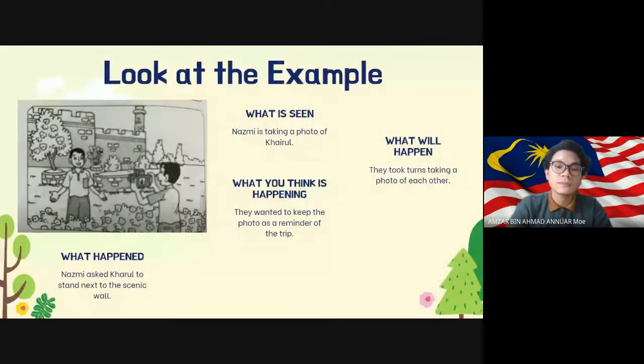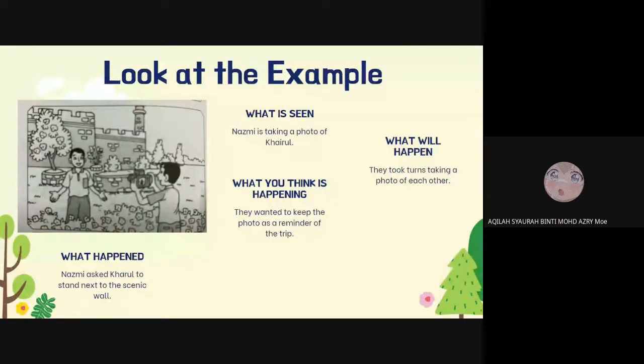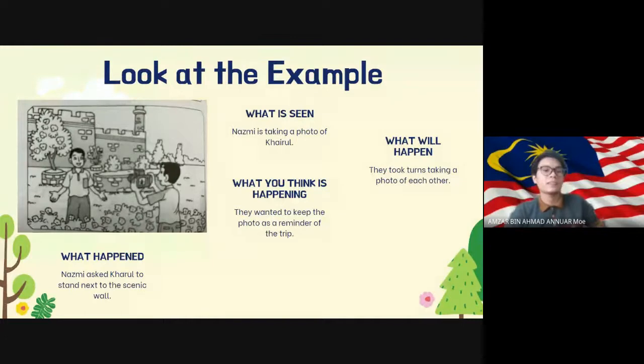Okay, Nazmi yang tengah ambil gambar ni, sebelum dia ambil gambar, dia beritahu Khairul, Khairul, you go stand next to the wall, I'll take a photo of you. Okay, pose Khairul, pose. Macam tu. Dia cakap dekat Khairul, Khairul, awak pergi tepi dinding tu, saya nak ambil gambar. Boleh tak? Logik tak? Boleh. Logik kan? Okay.